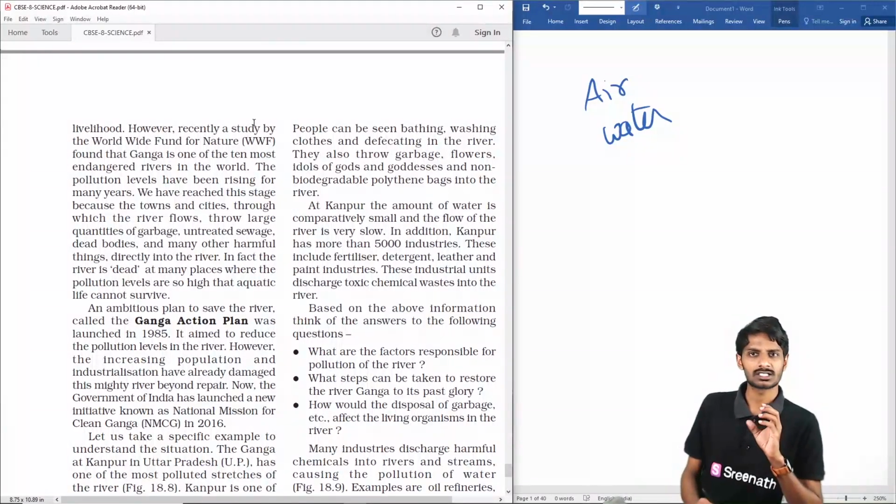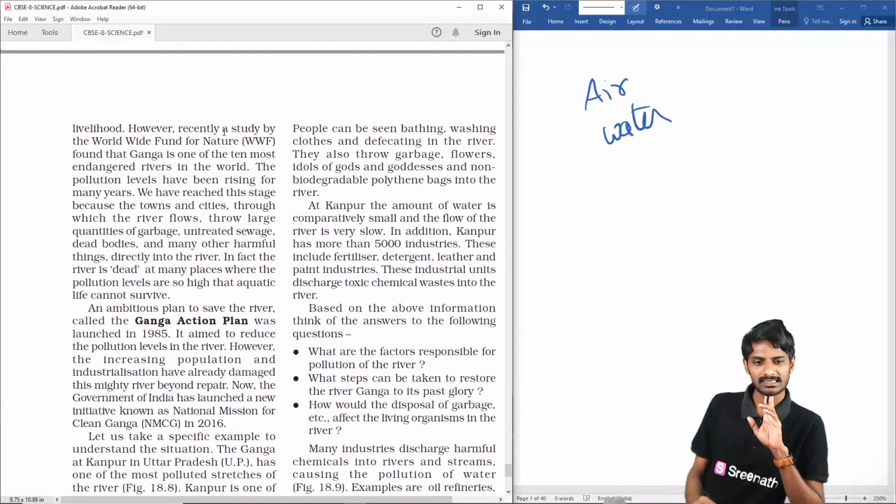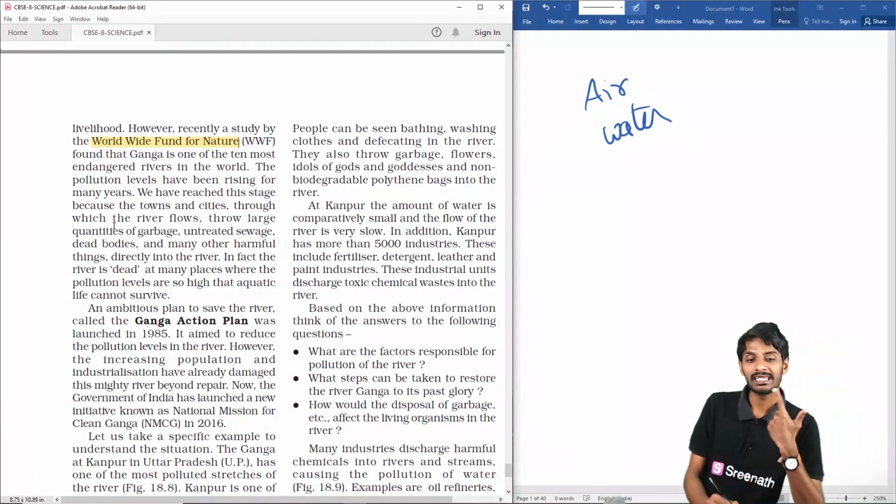So what happens is that a recent survey by the Worldwide Fund for Nature told us that the Ganga is one of the 10 most endangered rivers in the world. It is in danger. Its pollutant levels are increasing so much that they are beyond the limit.